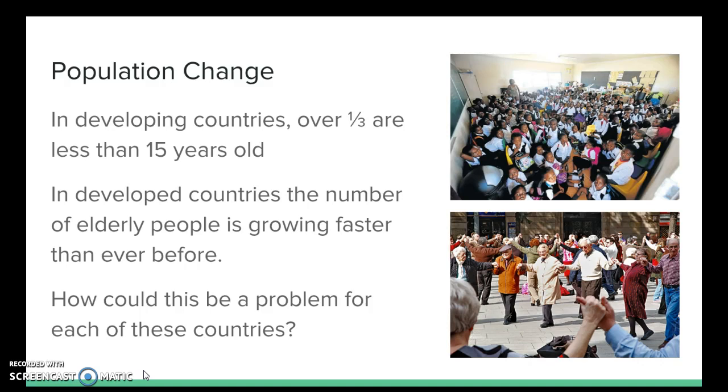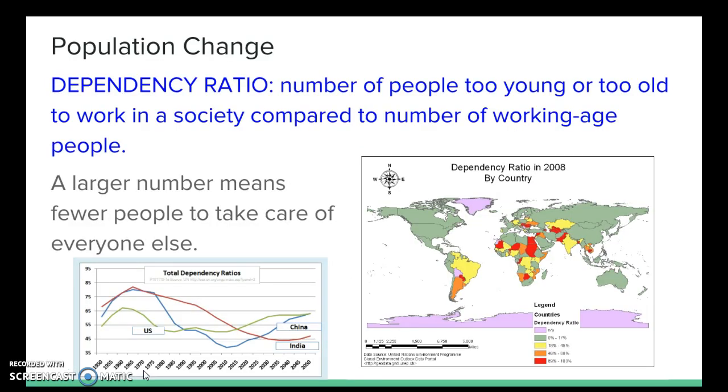Whereas in more developed countries, you're seeing the opposite happen. It's something that's called a gray tsunami, a wave of elderly and retired people for the country. And in each of these cases, far too many young people or far too many old people, this is a problem for these countries to deal with. And so this goes into the idea of dependency ratio, because all of these people are dependents. They depend on someone else for them.